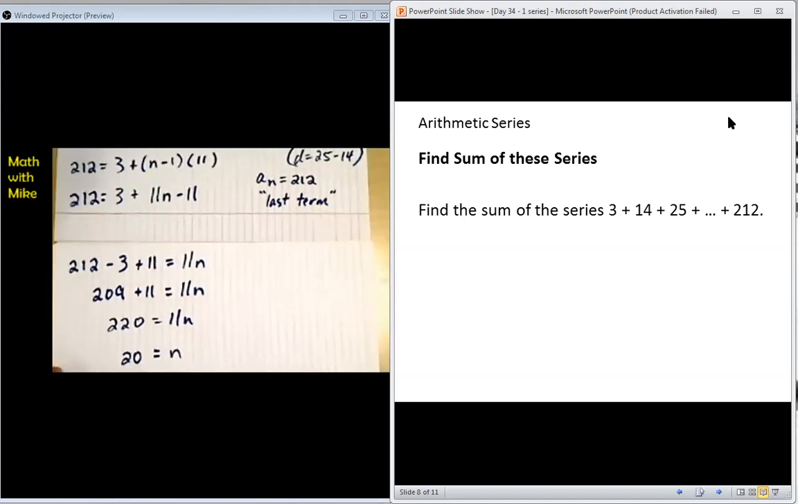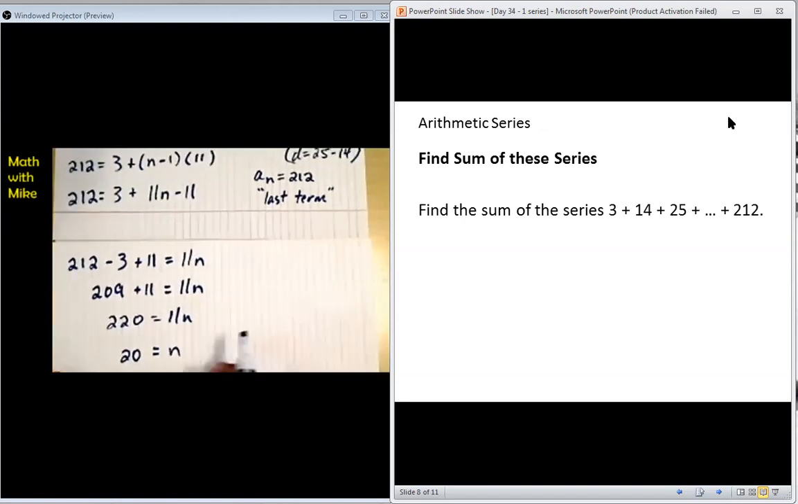So we needed this 20 to figure out the sum, and we got it. But importantly, what this also tells us is that there are 20 terms, 20 numbers, in our series.